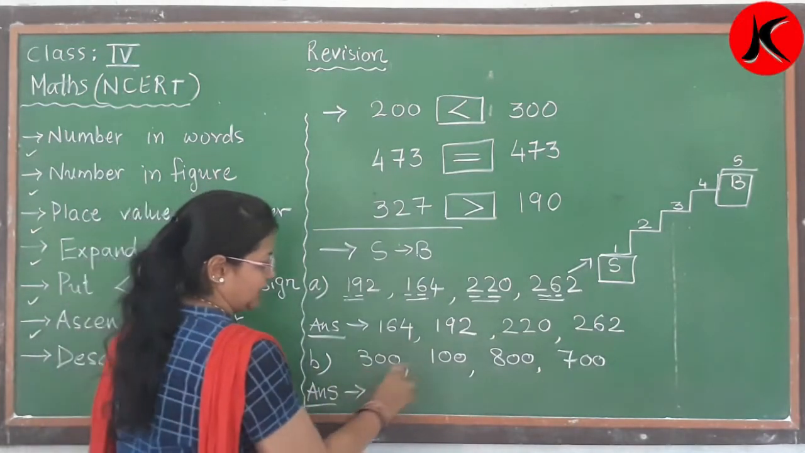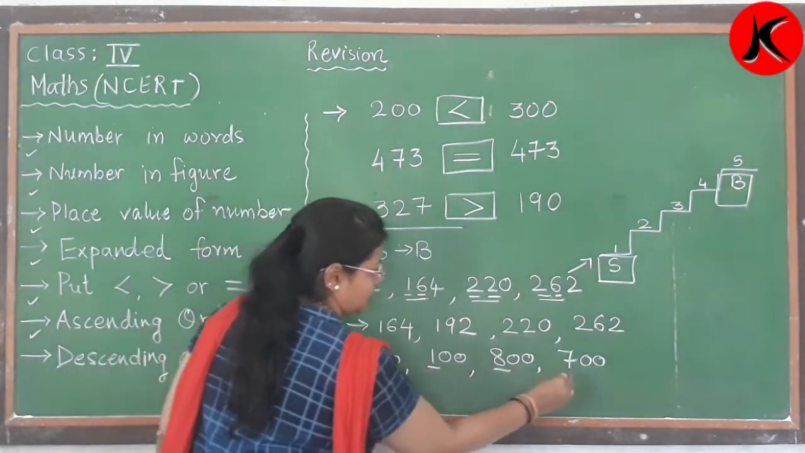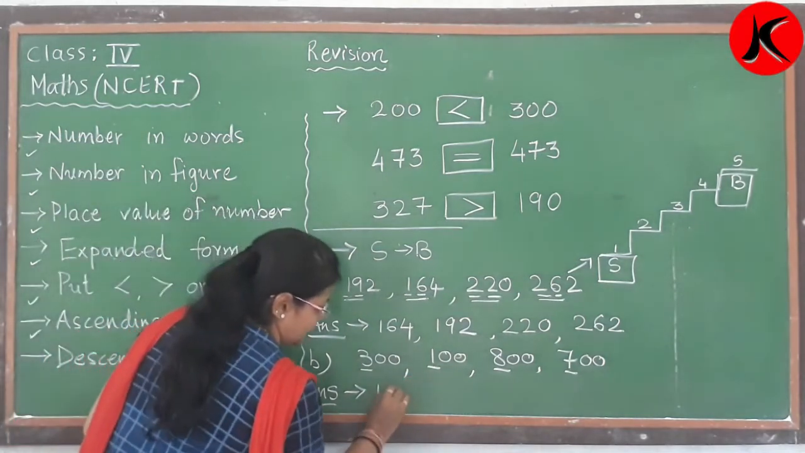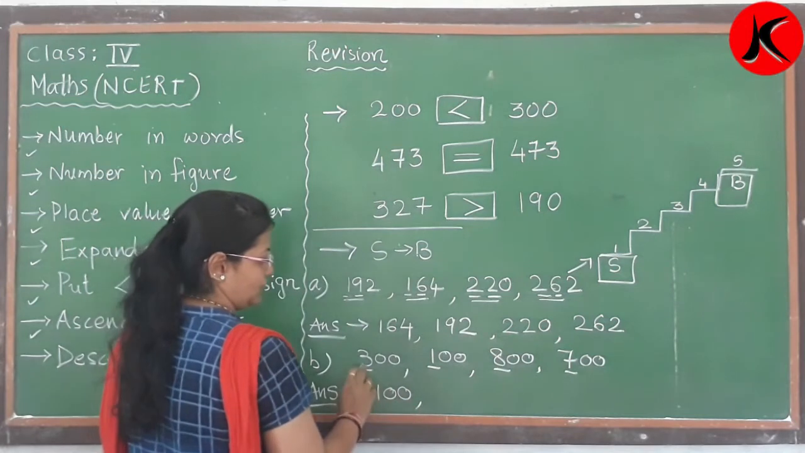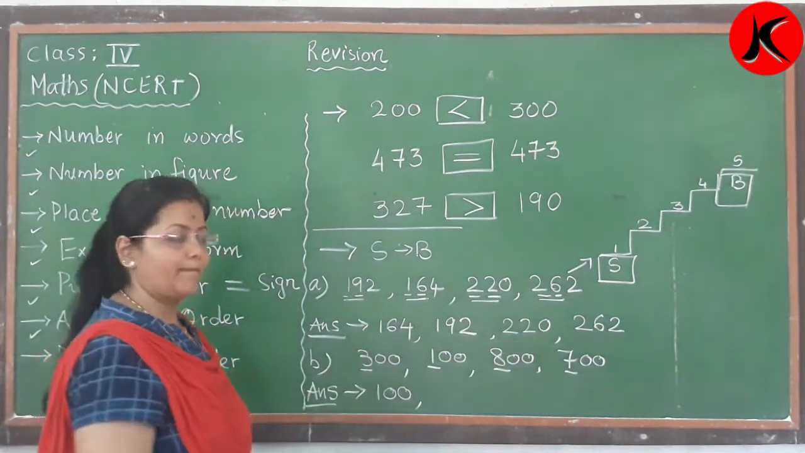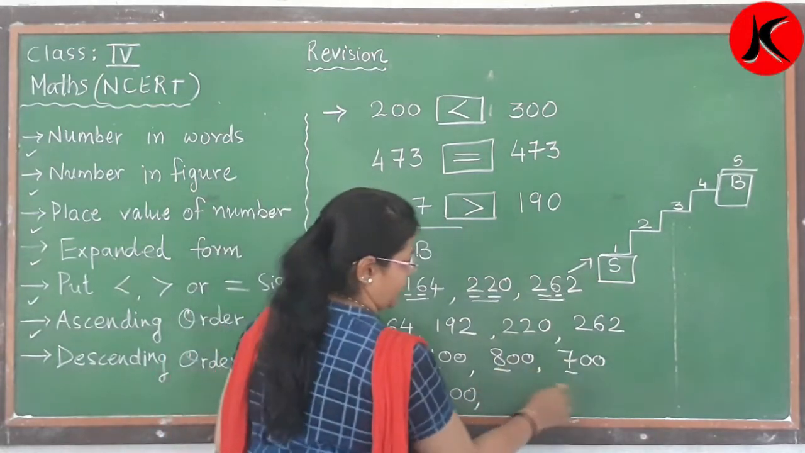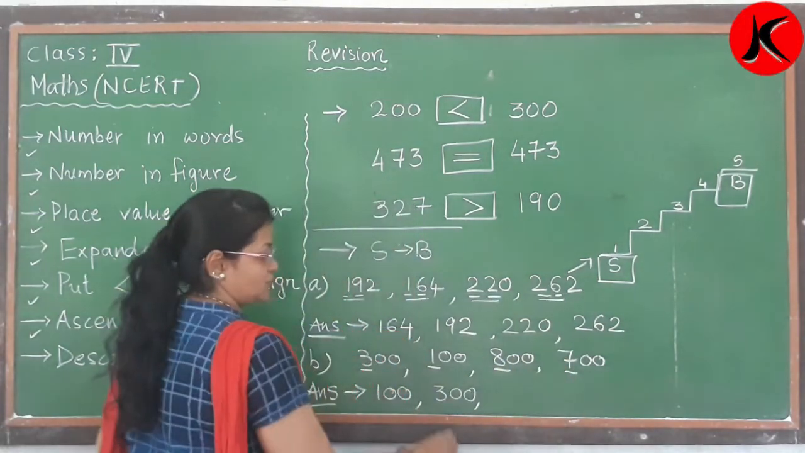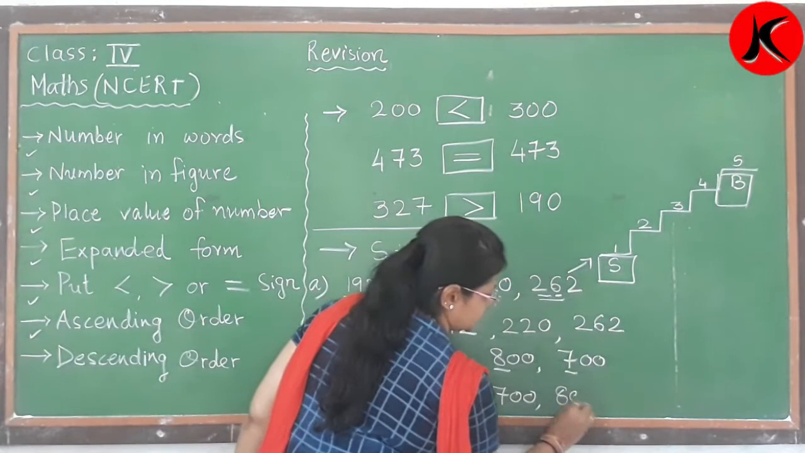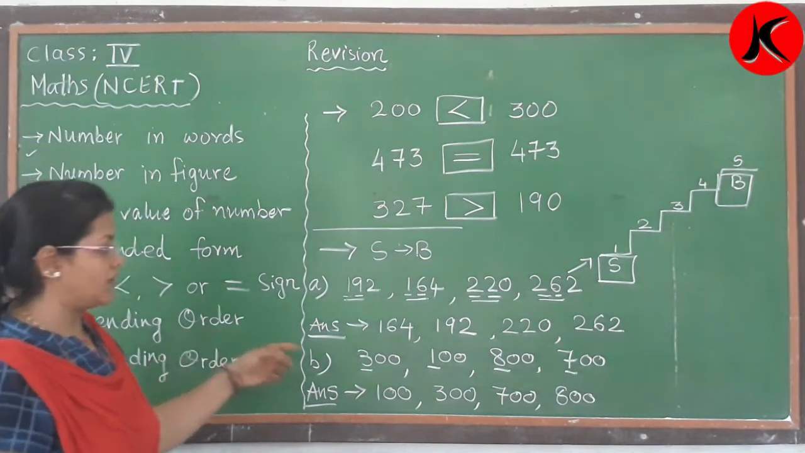So for that, 3, 1, 8, 7. You have to see the 100's place number. 3, 1, 8, 7. Which one is the smaller number? 100. So write here first 100. Now 3, 8, 7. Which one is the small number? 3, and the last number is 800. Okay? This one is the ascending order of these numbers.